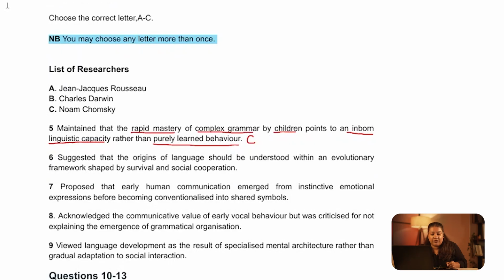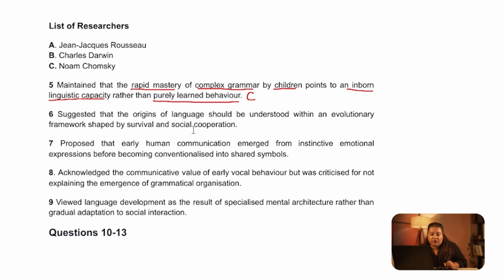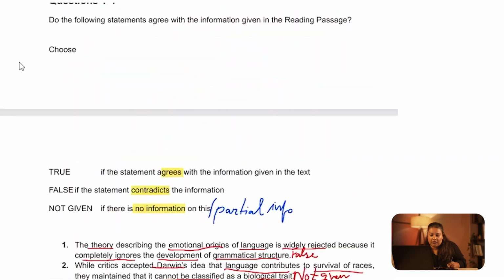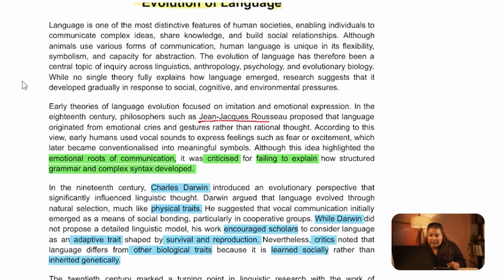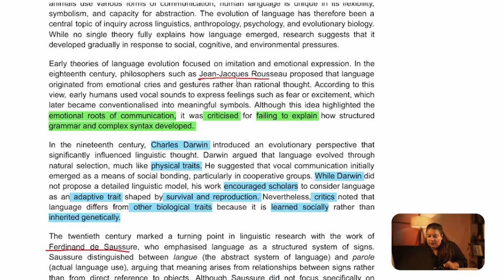Let's move to question number 6. Suggested that the origins of language should be understood within an evolutionary framework shaped by survival and social cooperation. Now let's underline the keywords: origins of language, evolutionary framework, survival and social cooperation. Now let's go back and start skimming and scanning. First we have a name here. Does it talk about survival, cooperation, origin of language?